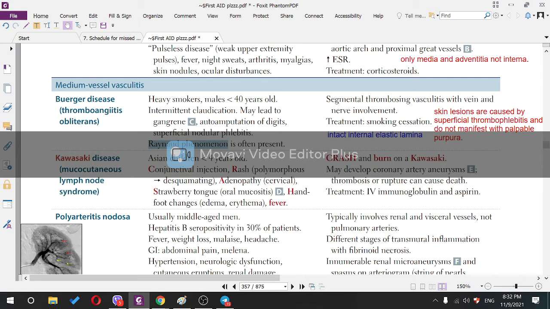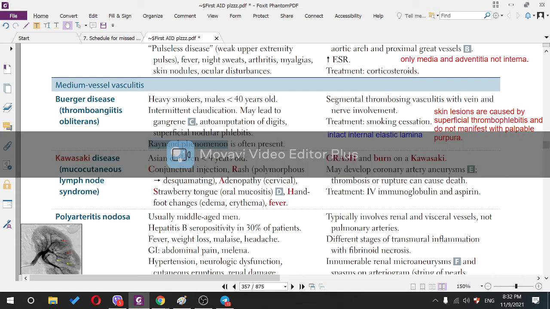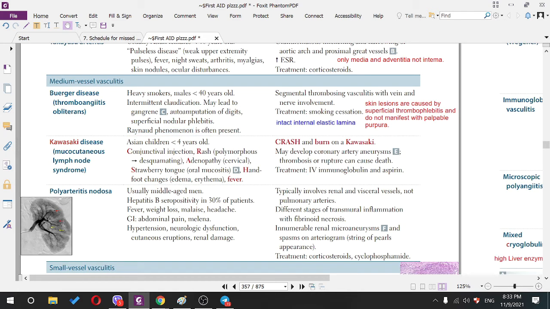Okay, the next disease, they love to ask you about Kawasaki. Every single one of you guys is going to get a Kawasaki question. So it's better to get it now than to get it later, because you will have to study it eventually. So it is in Asian children, less than 4 years old, and they will have the following. Conjunctival injection. Well, that's easy. What else? Rash. What type of rash? Desquamating rash. Well, how does that look like? You really want to see it? Yes, you do. You are doctors.